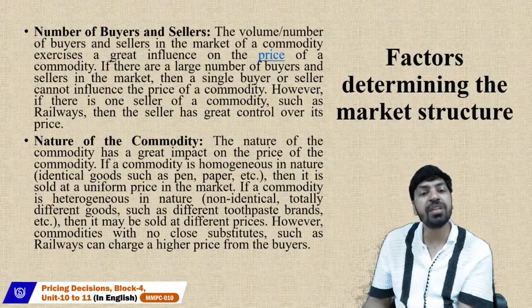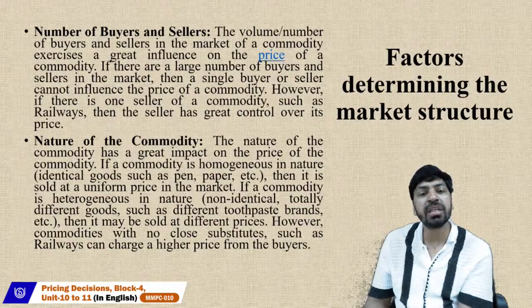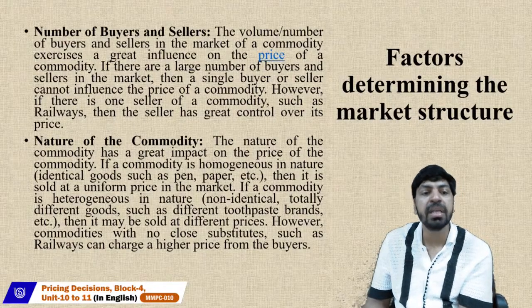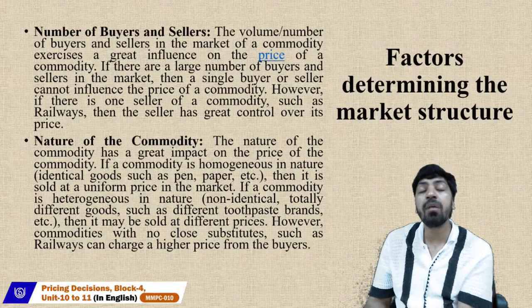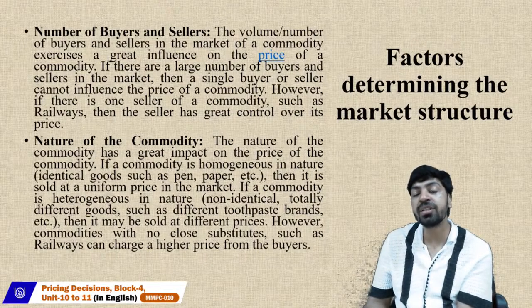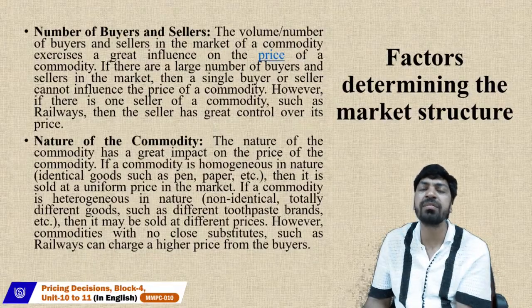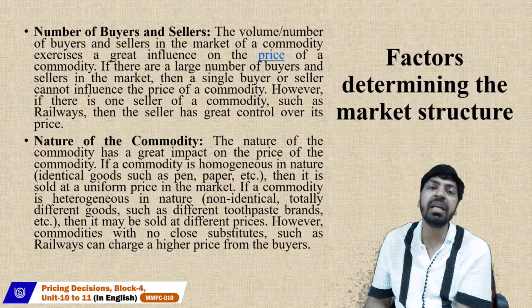The next one is the nature of the commodity. The nature of commodities also has a huge impact on the price. If a commodity is homogeneous in nature, like identical goods such as pen, paper, books, then it is sold at a uniform price in the market. If the commodity is heterogeneous in nature, non-identical, like different goods and services, different toothpaste brands, Maggi brands, etc., then definitely it could be sold at different prices.